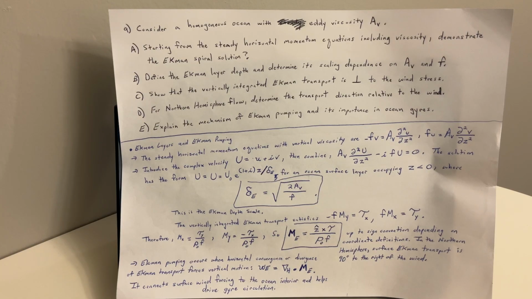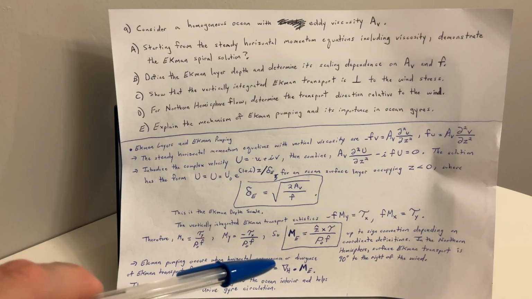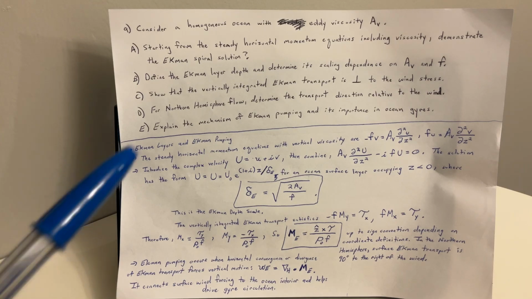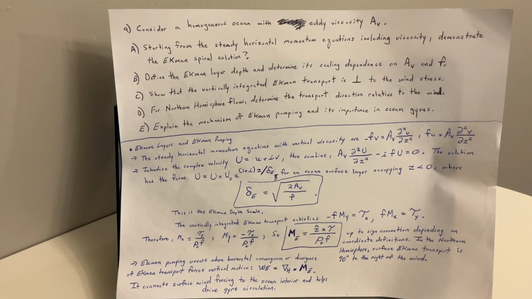Okay. All right, and here, Ekman pumping occurs when horizontal convergence or divergence of Ekman transport forces vertical motion. So this is the Ekman pumping velocity here, and that is the dot product of del sub h dotted with our Ekman transport. And what we could say for the last portion: it connects surface wind forcing to the ocean interior and helps drive gyre circulation.